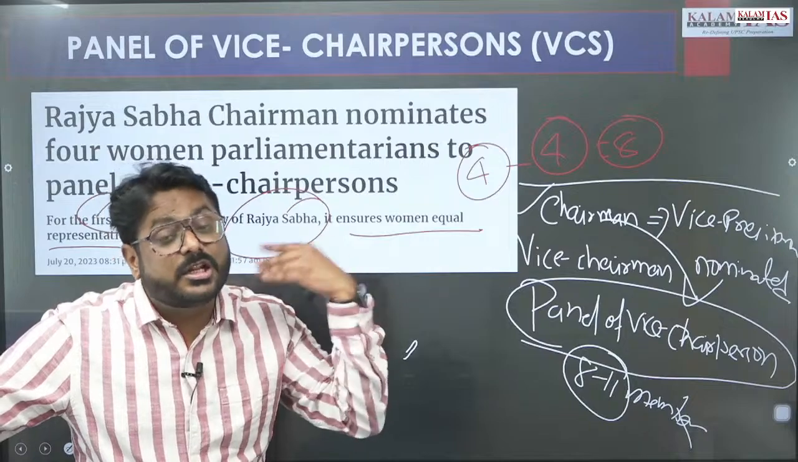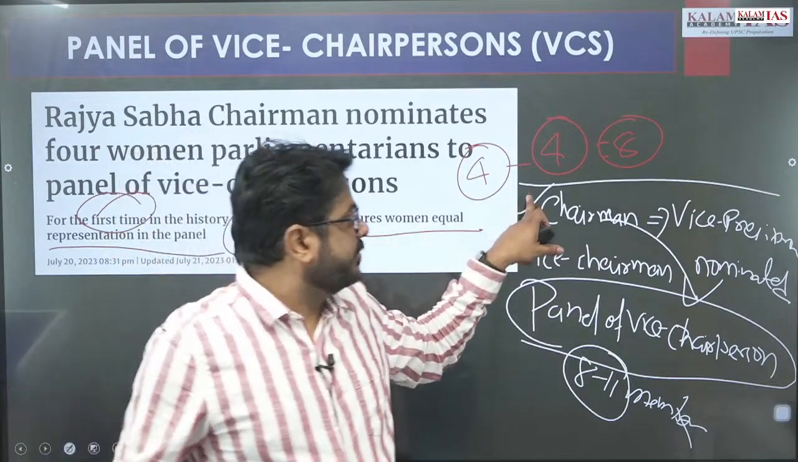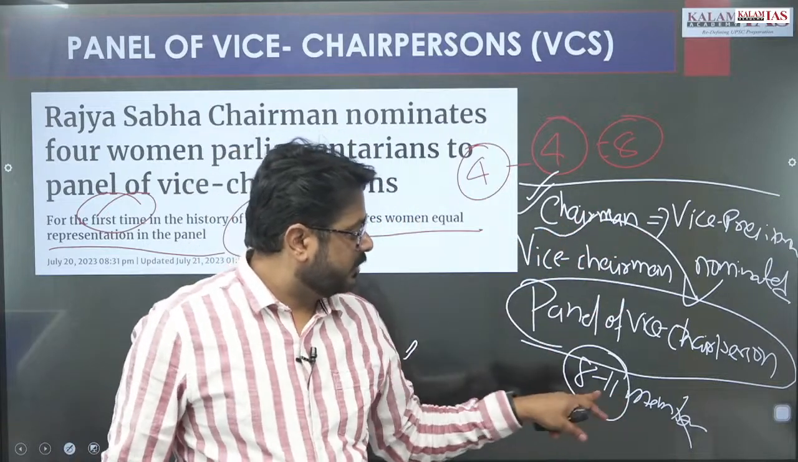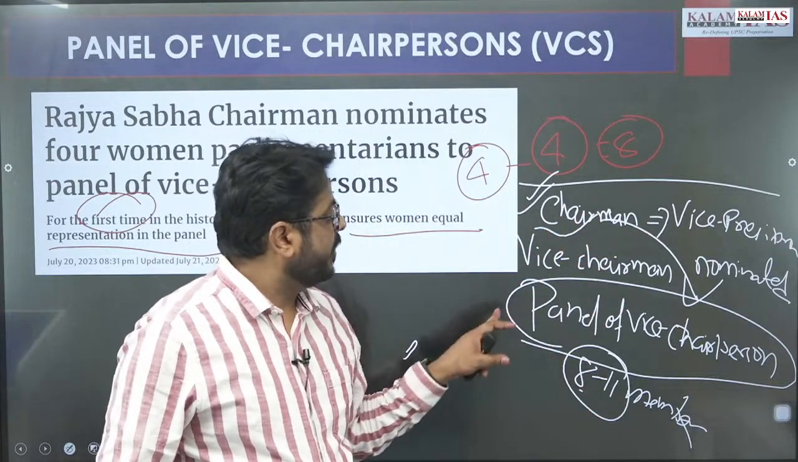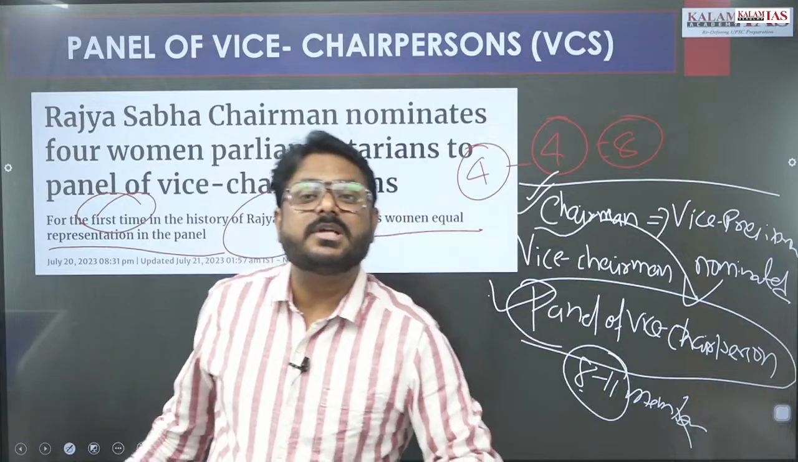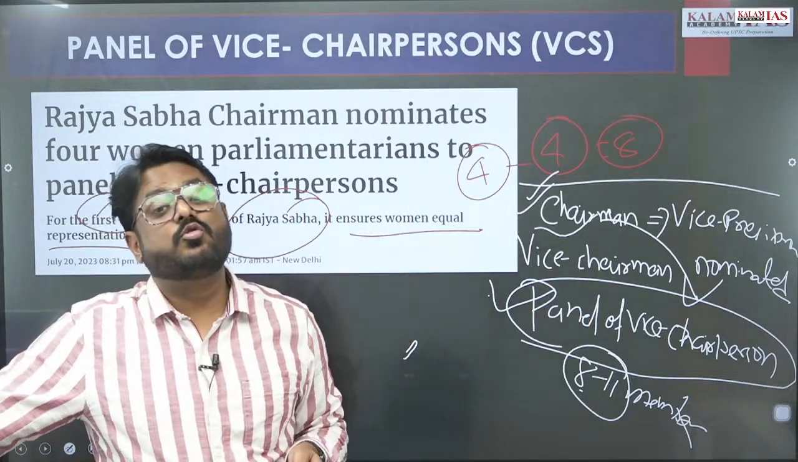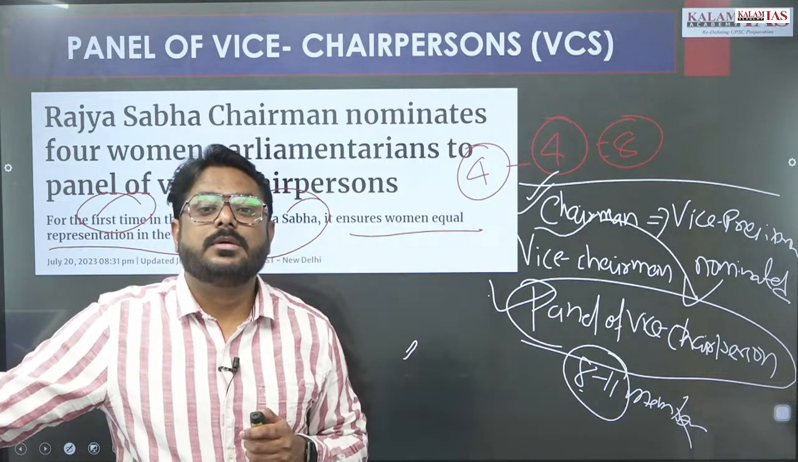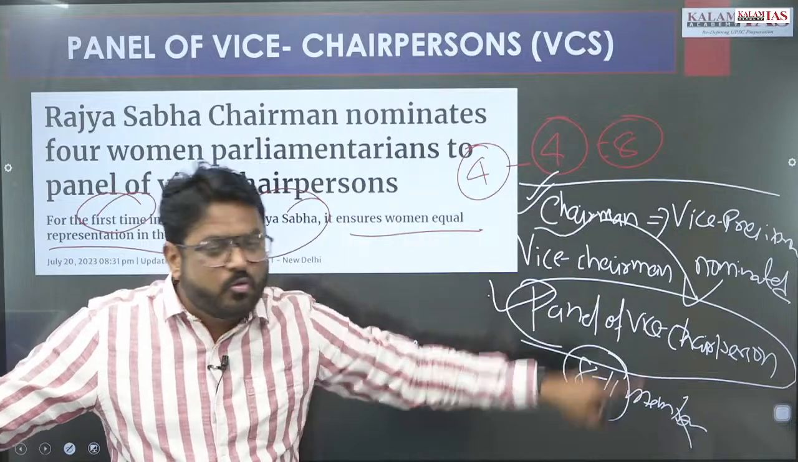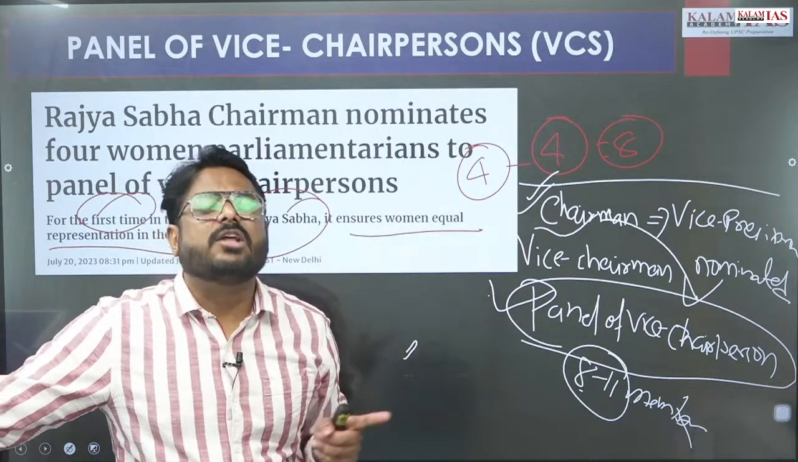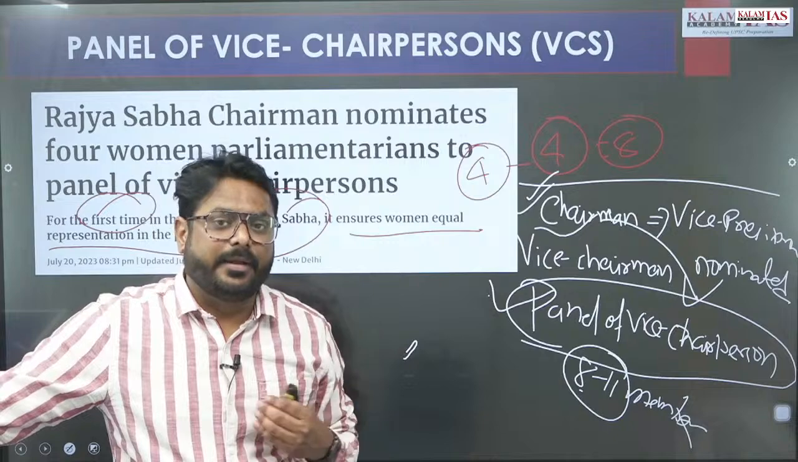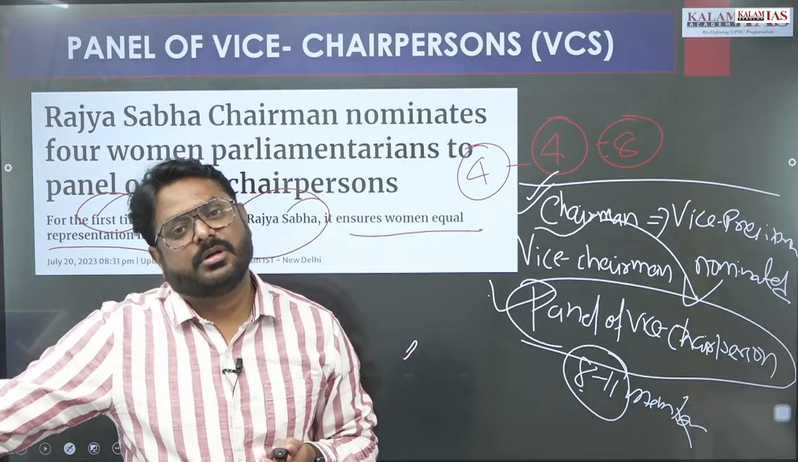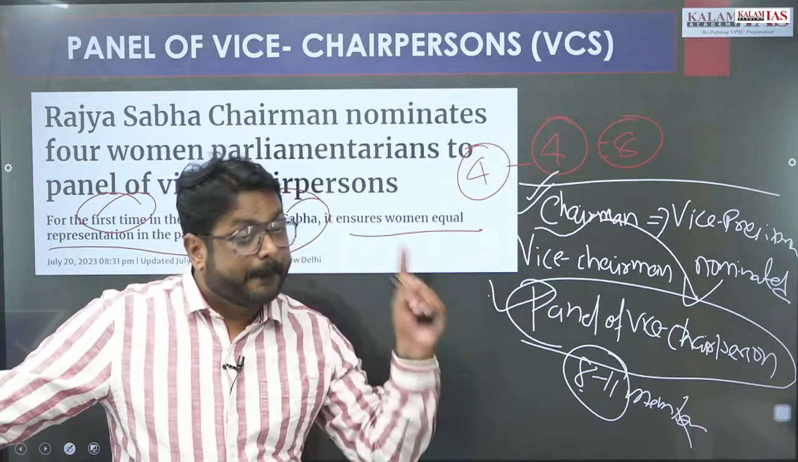Now let's suppose another scenario comes when the chairman is also absent, vice chairman is also absent, and all the members, let's suppose 8 members are there. So all the 8 members of the panel of vice chairperson are also absent. So in this case, who will be presiding over the Rajya Sabha? So whoever members will be present inside the house, with voting they will decide who will preside over the house, right. So first you should understand this.